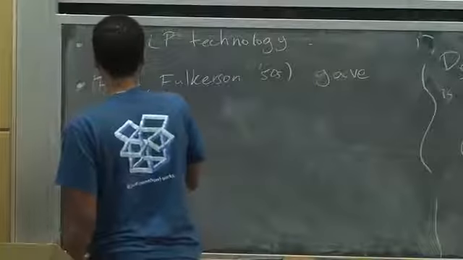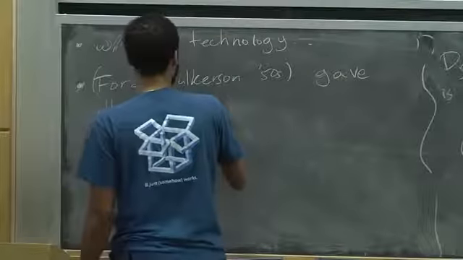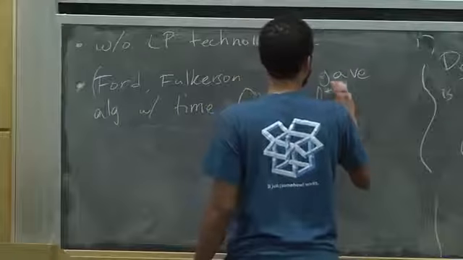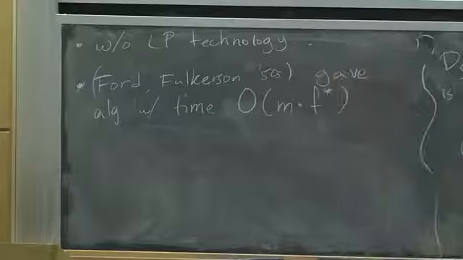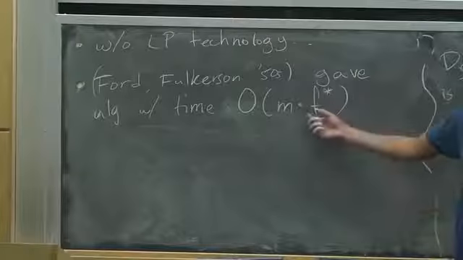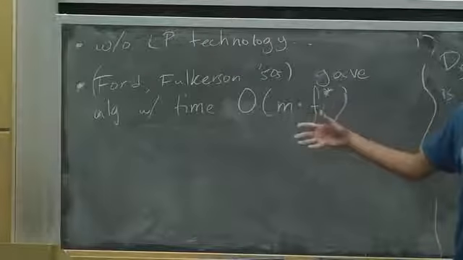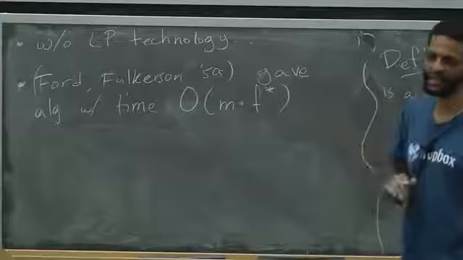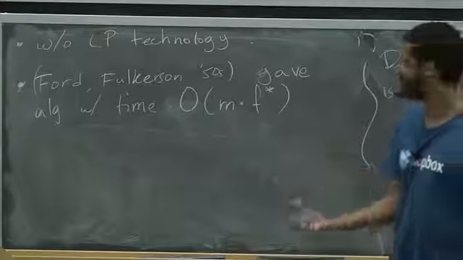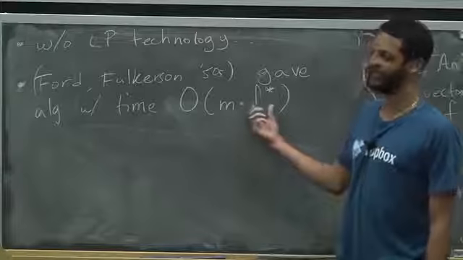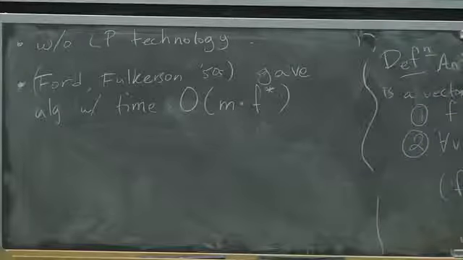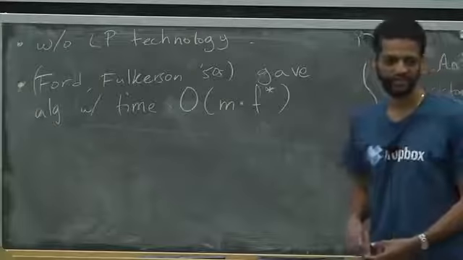Gave an algorithm with time O of m times f star. Okay, so I'm going to abuse notation. A flow is a vector, it's not a number. If I just write it without the val, I just mean the value. So f star is the max flow. It's the flow that achieves the maximum value, and this is the value of that flow f star. So the running time was m times f star, which is not great, right?